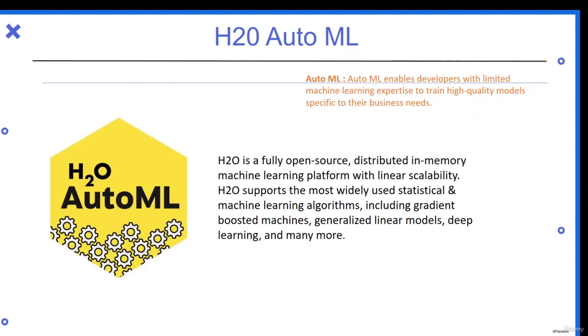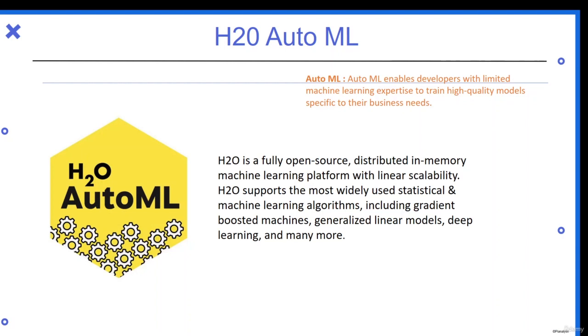H2O AutoML is a very big open source library and quite popular. It is a distributed in-memory machine learning platform with linear scalability. H2O supports the most widely used statistical and machine learning algorithms, including gradient boosting machines, generalized linear models, deep learning models, and many more. So as written, H2O has numerous models including linear models, regression models, all the sklearn models, clustering, classification models, everything is present inside H2O, and many more techniques.